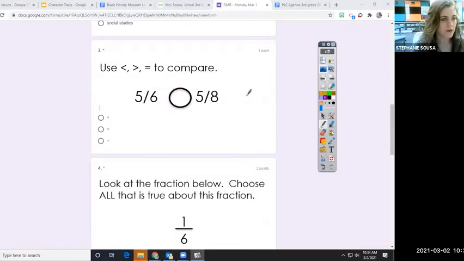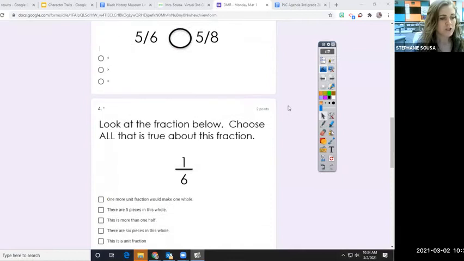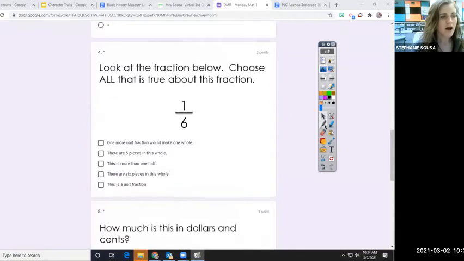Alrighty then. Look at the fraction below. Choose all that is true about this fraction.